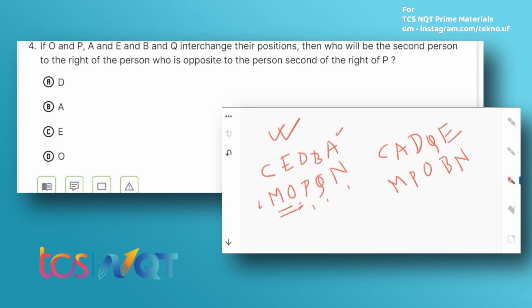Okay. So let me go from the end to the first so that it could be easier. So the person second to the right of B. So right of P, that means P is facing to the north. So right of P is O, right? But second right of P is B, right? Second right of P is B. And who is opposite to B? That is Q.